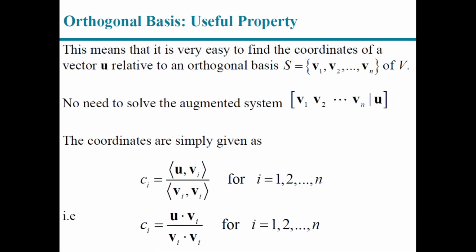Straightforward. So if we have an orthogonal basis, we could solve Ax equal b, but that's not necessary. So there's no need to solve Ax equal b. All you do is just do the ratio of dot products, and those are your coordinates. So we will see an example. The computation is very simple.